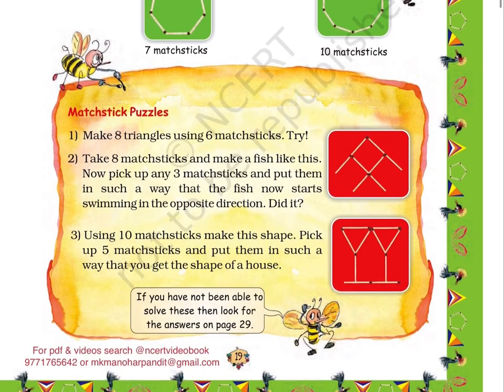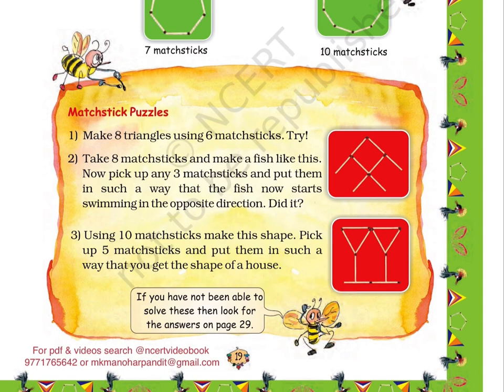Matchstick puzzles. 1. Make 8 triangles using 6 matchsticks. Try. 2. Take 8 matchsticks and make a fish like this. Now pick up any 3 matchsticks and put them in such a way that the fish now starts swimming in the opposite direction. Did it? We have a picture in a red box of a fish made by 8 matchsticks.